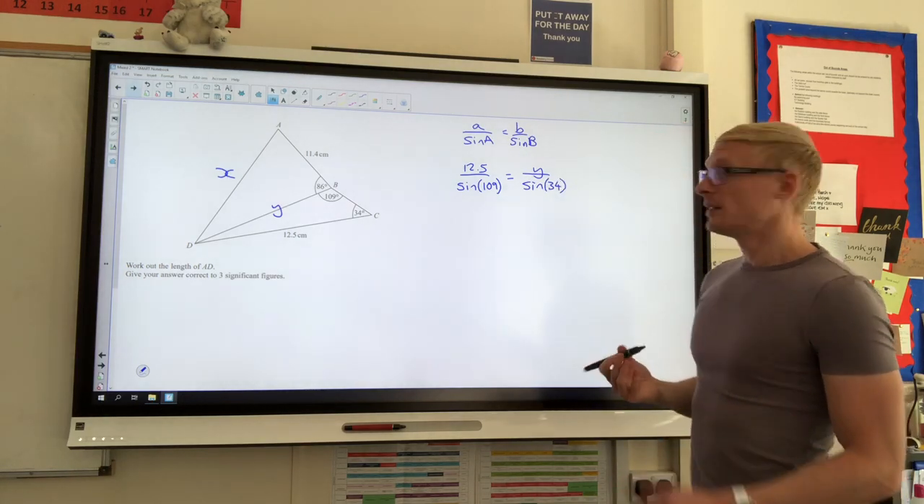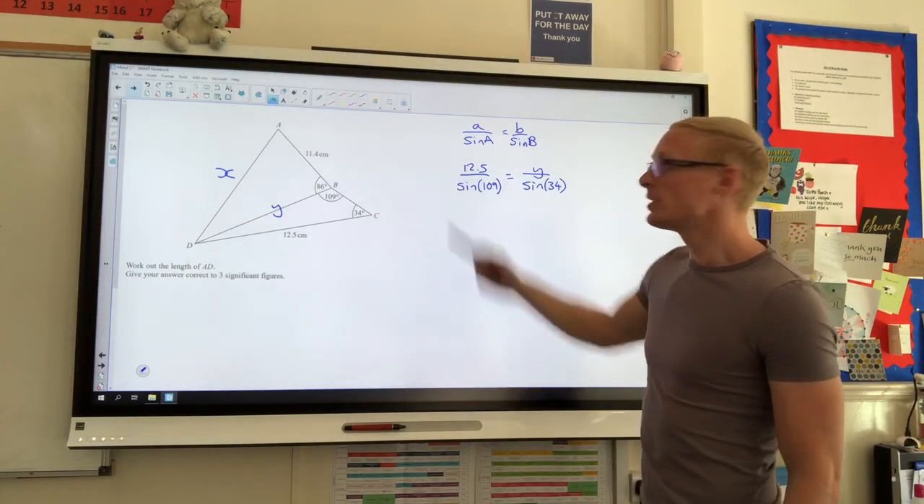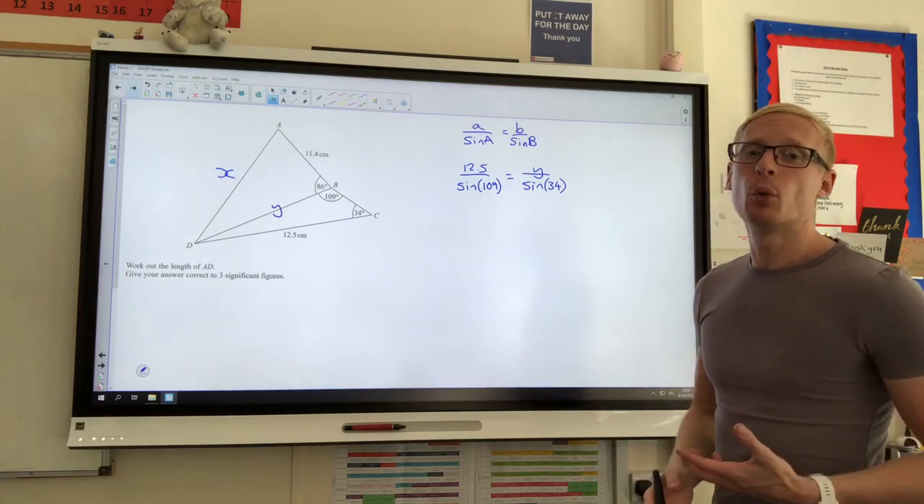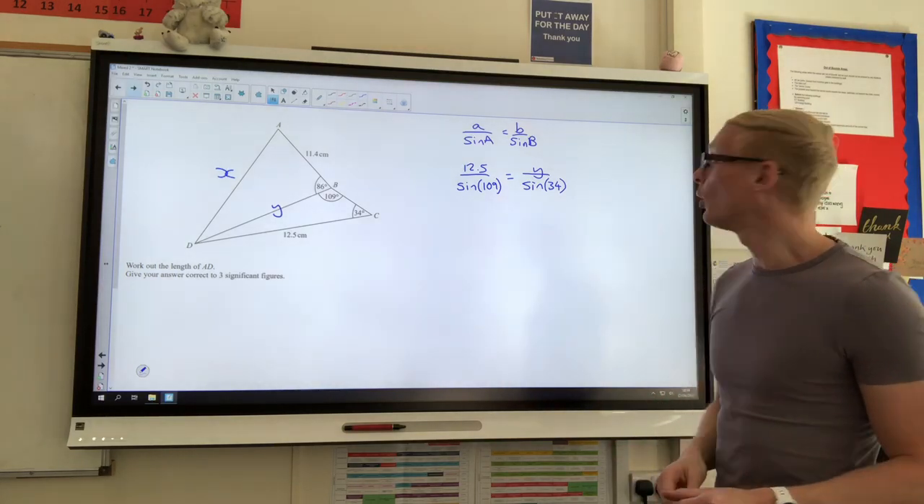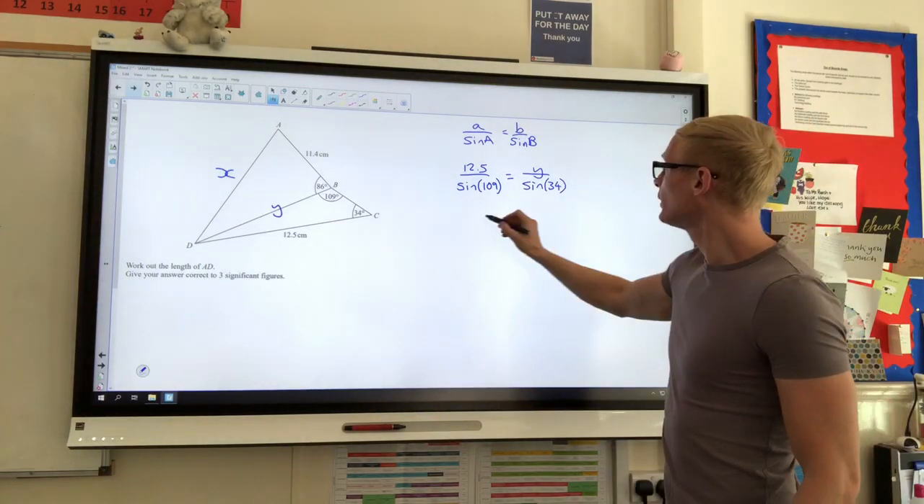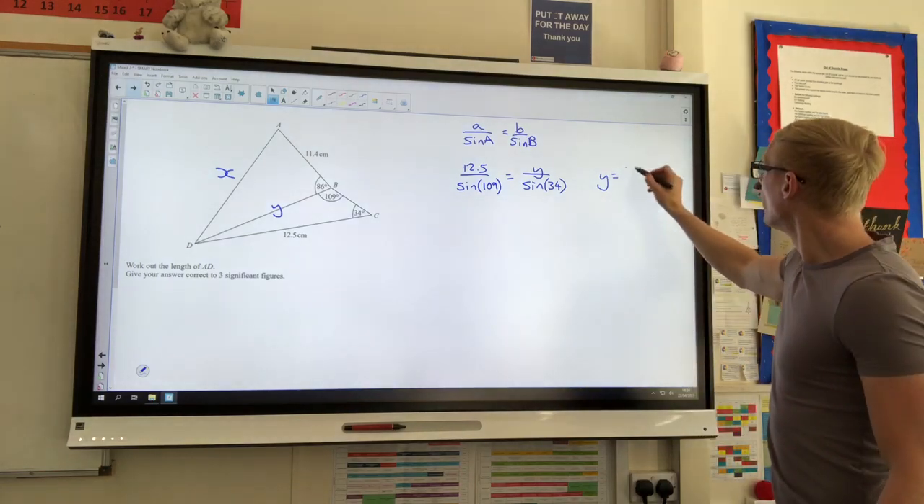Now, when we did this particular formula in lesson 3, what we then did was to multiply up the sine 34 and type that into your calculator. So if you've forgotten to do that, you need to review your work, or you need to go back to lesson 3, the video on that. So we multiply that up there, type that into our calculator, and you get y equals 7.39.